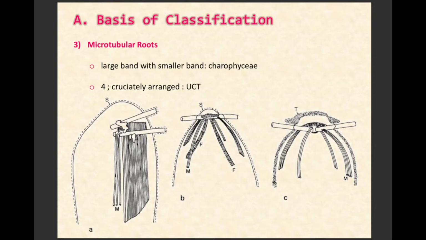They're very common. In terms of the presence of your what we call microtubular roots, I mentioned this earlier, your microtubular roots, these are the ones that supports the flagella, di ba? So, yan yung makikita mo nandito. But, in terms of your microtubular roots, yung mga charophyceae natin, they have this what we call large band with smaller band. So, merong maliit na band here and a fused large band right here that supports the flagella.